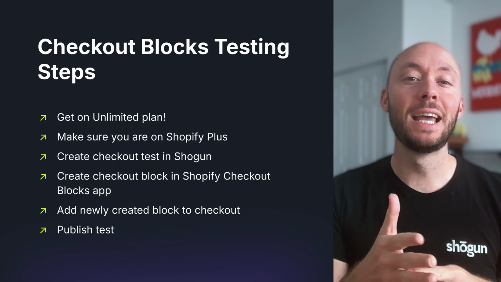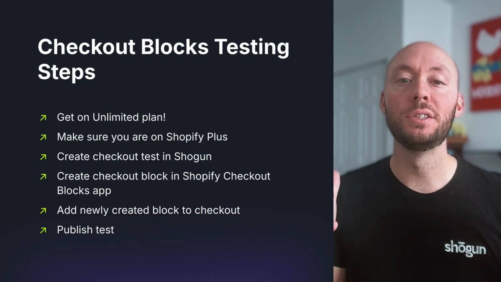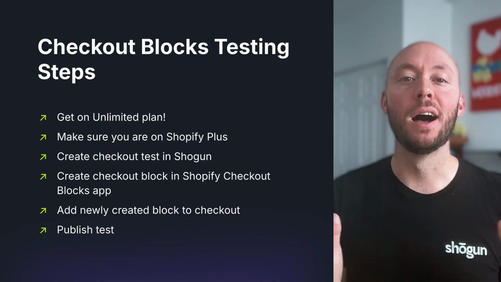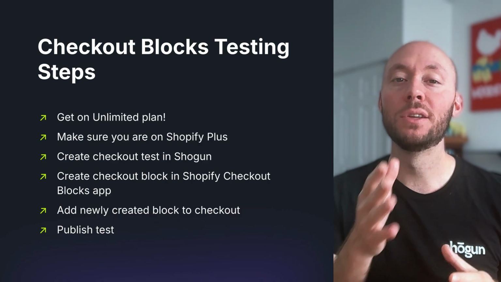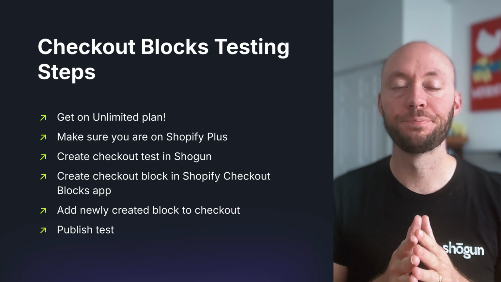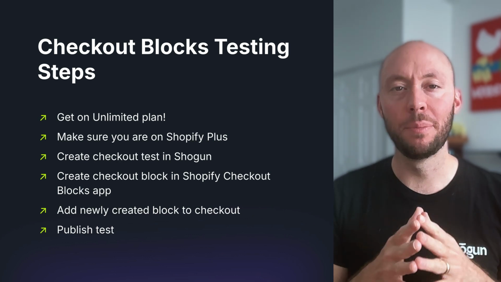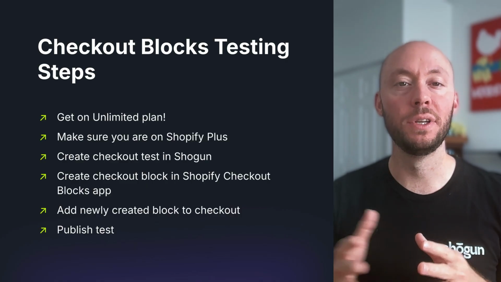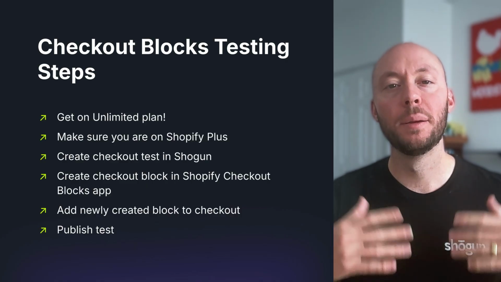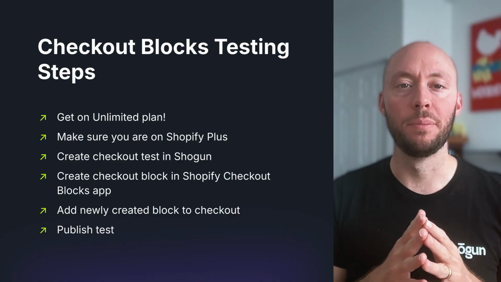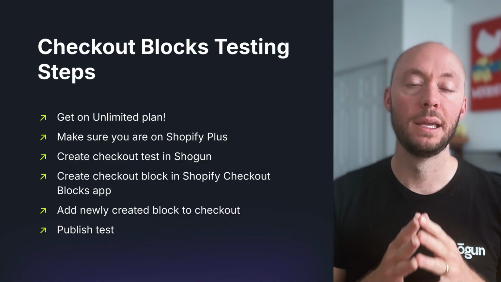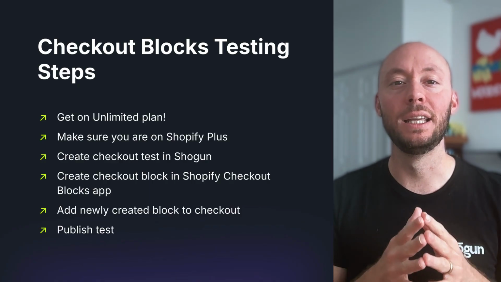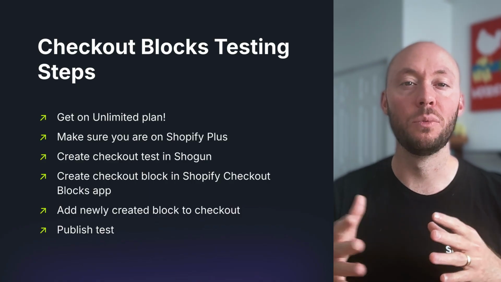Okay, now we're going to cover the steps for you to get set up with checkout blocks testing. If you want to test your checkout, you have to be on the unlimited plan within Shogun. So if you're not on the unlimited plan, make sure you upgrade. Next, make sure that you're on Shopify Plus before you try to get started here. I'll cover in more detail in the next part of this video why you need to be on Shopify Plus, but for now, just know that you do need to be on Shopify Plus if you want to utilize this feature. Next, you're going to set up your test like you would set up any other test within Shogun by selecting the checkout blocks test type within the app.